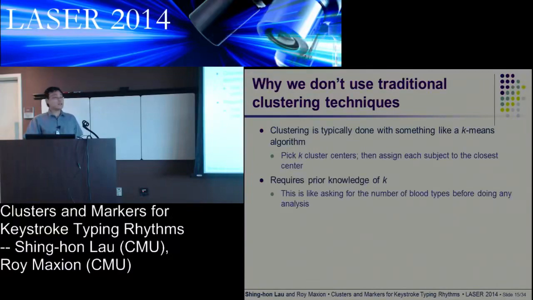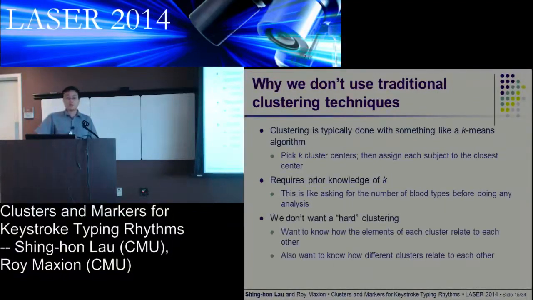So the first is that using k-means or anything like it requires a prior knowledge of k, that is the number of clusters in the data. This would be kind of like asking a researcher working on blood, well, how many blood types are there? But you can't look at anybody's blood before you answer that question. Right? It's kind of an impossible task. There could be 2 clusters. There could be 2,000. We just don't know.